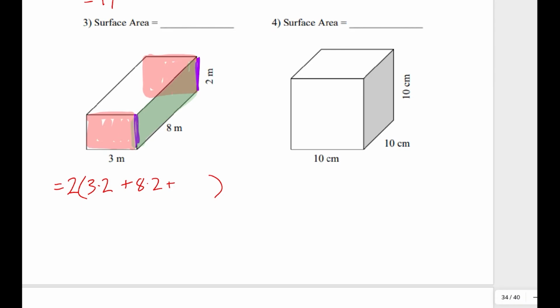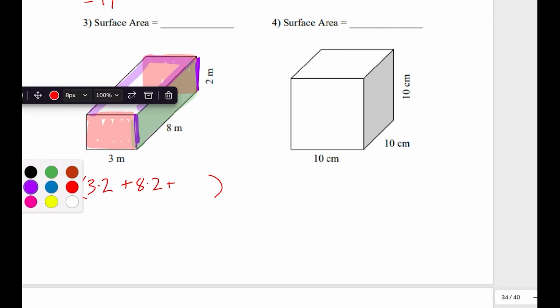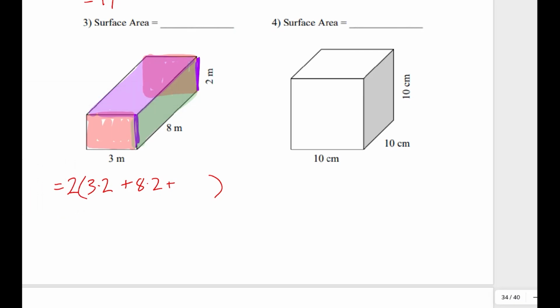So anyway, that first side that we're doubling is 3 by 2, and then the green one that you're looking at is 8 by 2, and then the one on top that I'm highlighting there is going to be 8 by 3. And so you basically have those 3 unique sides. We'll add those up, and then since each side has a corresponding side on the other side of the box, or the rectangular prism, we're going to double each one of those.